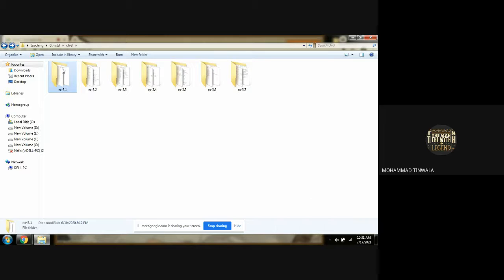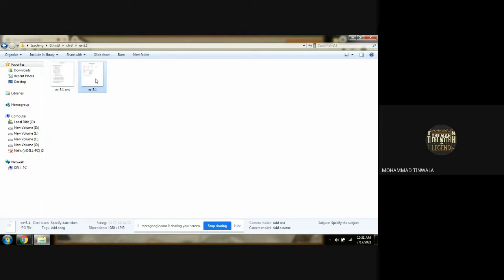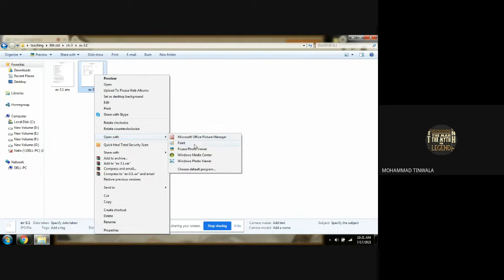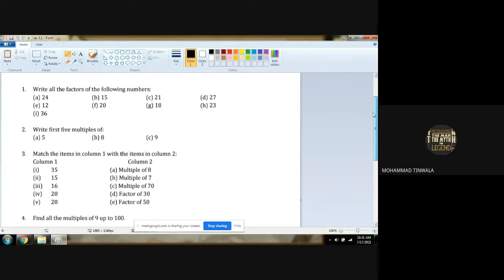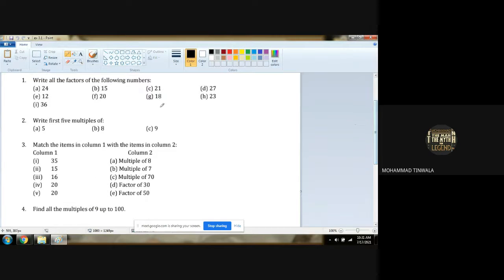Exercise 3.1, question number 1. Write all the factors of the following numbers. Answer A: 24, right? So we have to write the factors of the following numbers. So 24, how to do this? 1 into 24 is 24.